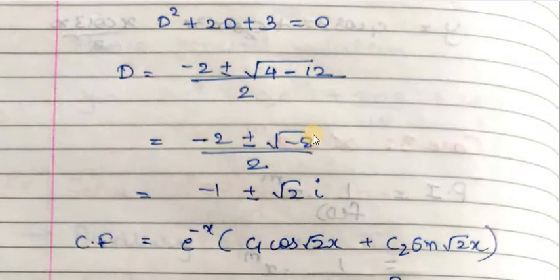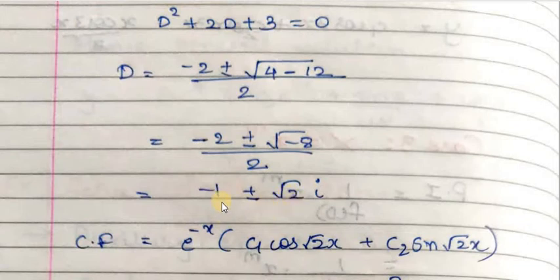Now you can write minus 8 as 8 i square, and the square root of 8 becomes 2 root 2, and the square root of i square becomes i. Taking 2 common from the numerator, it becomes 2 into (minus 1 plus or minus root 2 i), divided by 2, so 2 will cancel out. So the final value of D will be minus 1 plus or minus root 2 i. Here we are getting a complex number, where the real part is minus 1 and the imaginary part is root 2.